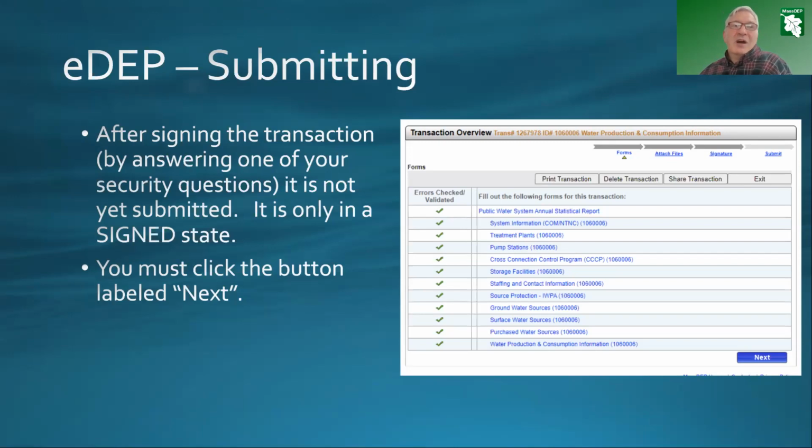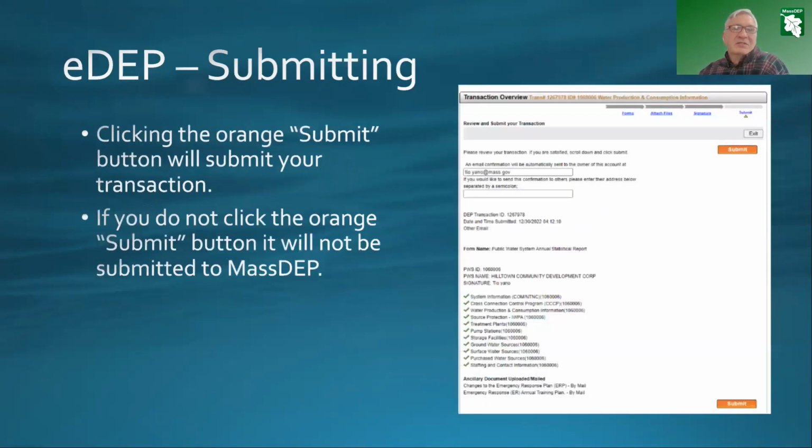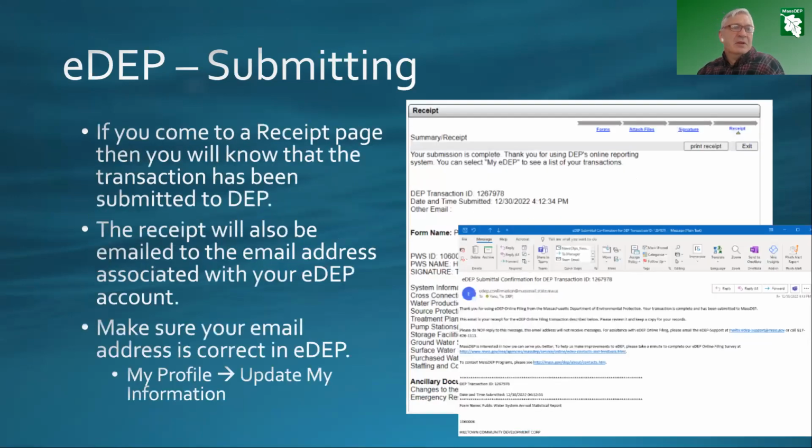So this requires you to log in, go back to the transaction overview page and finish it up. What you would do is click the next button, and it brings you to the submit step. The submit step shows you your work that's being done. It's basically a copy of the receipt that will be sent. What you need to do here is click on the orange submit button, and it sends you a confirmation email, which you should keep as your receipt that you have submitted your ASR for that year.